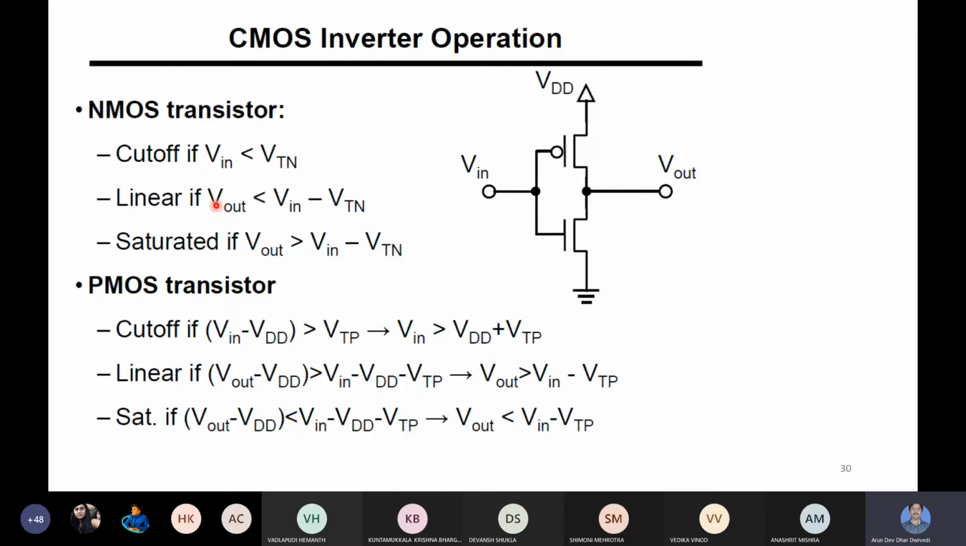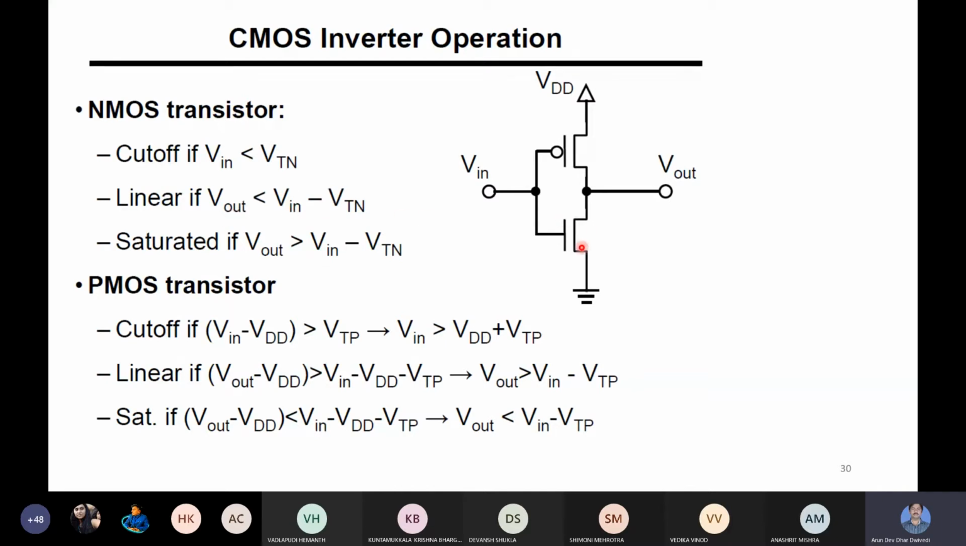For the linear region of operation, VDS is less than V in minus VTN. We have already seen: what is V in? You are applying V in, which is basically VGS. For the NMOS, V in is VGS. So for the NMOS transistor, whatever input voltage V in is, it is the potential difference between the gate of the NMOS and the source. So VGS is exactly equal to V in, and therefore we are able to write in this way. Instead of VGS, we are writing V in, and for VDS we are writing V out.